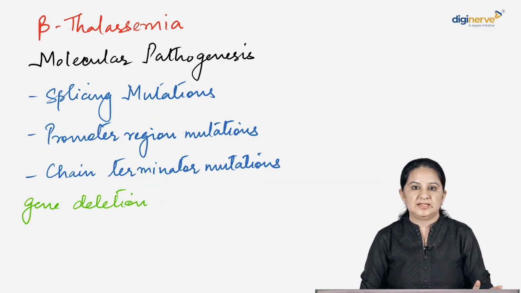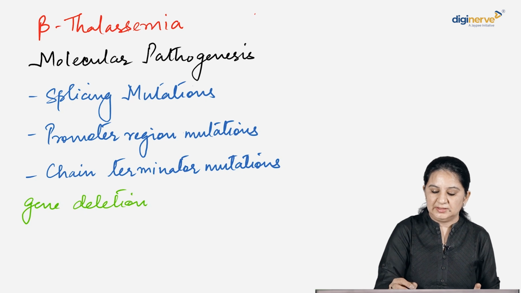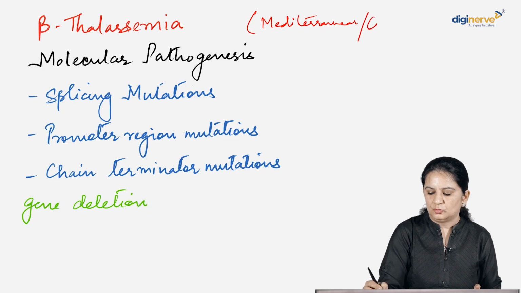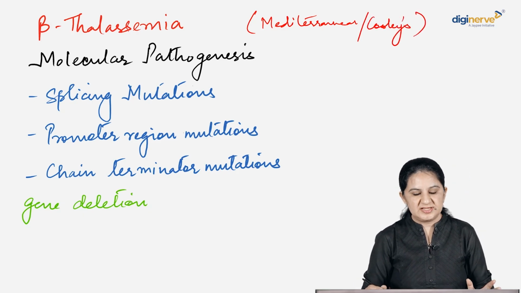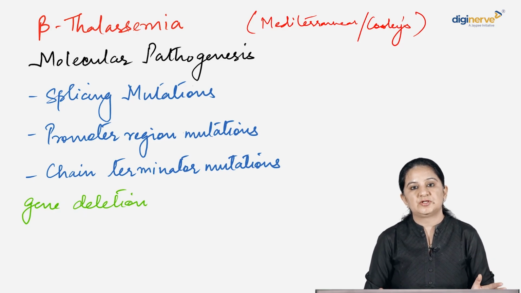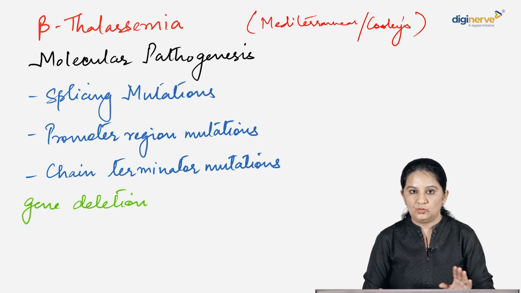Coming to beta thalassemia, the important one. Another name for beta thalassemia: Mediterranean or Cooley's anemia. Alright, so let's start with the molecular pathogenesis of beta thalassemia. We saw that alpha thalassemia was because of gene deletion. Here in beta thalassemia, there is mutation, there is no deletion.